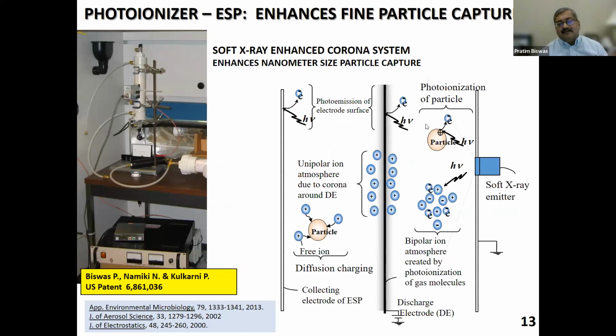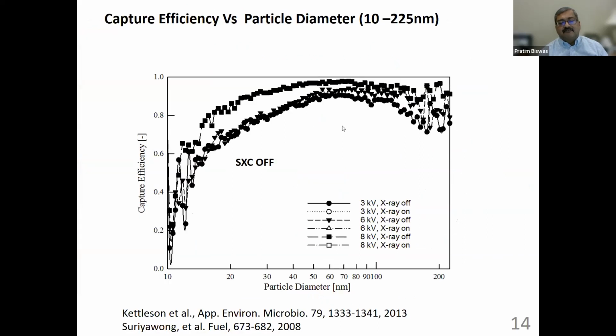So one thing is, folks, including our group some years ago, we tried to see if I could use photoionization, could I use external irradiation to enhance the charge on these particles, or create a larger ion concentration in this corona system, as a result enhance the charging of these particles and then trap them. Yes, works well. Ultimately, we came up with the use of a soft X-ray emitter to enhance charging, and we could demonstrate significant improvements in the collection efficiency.